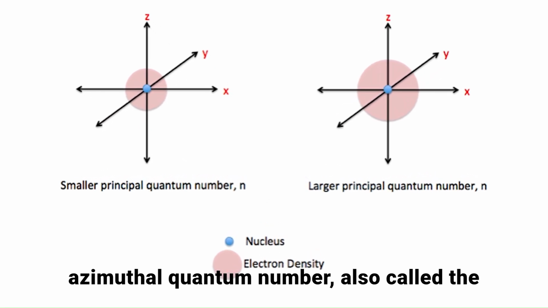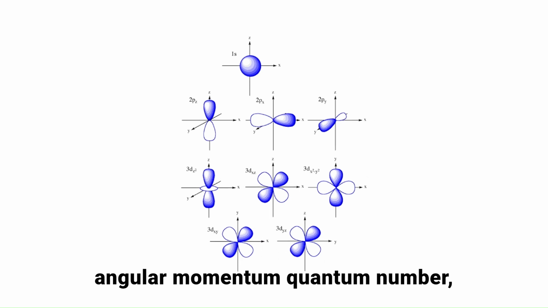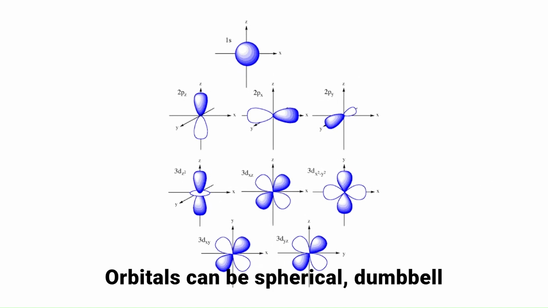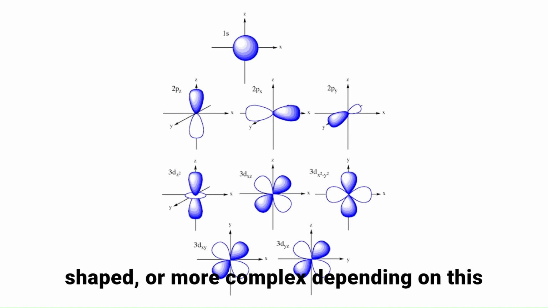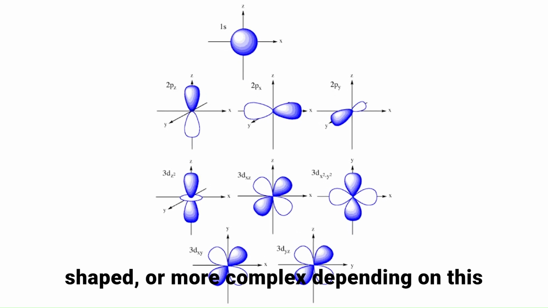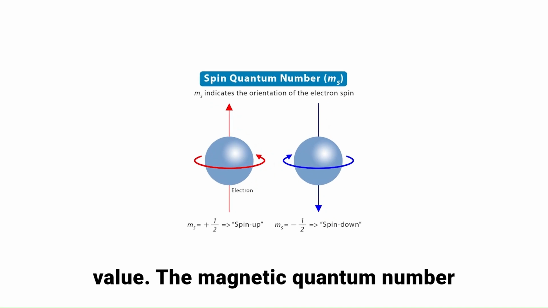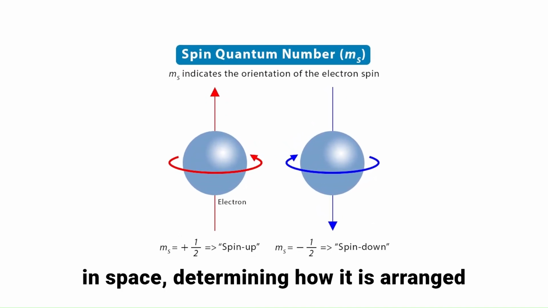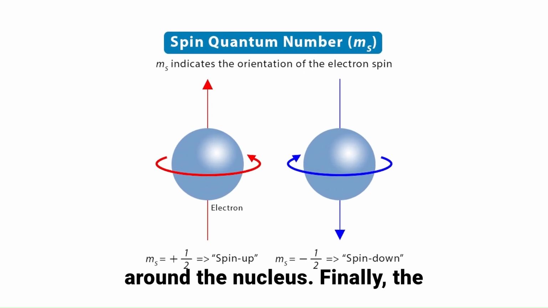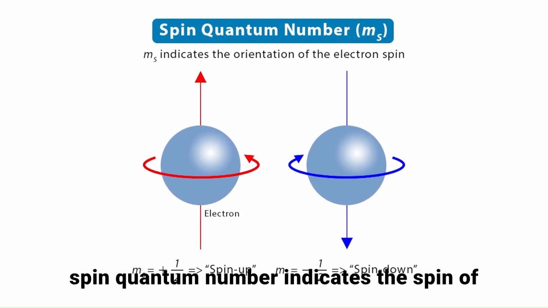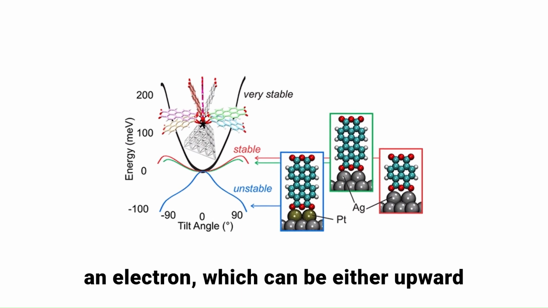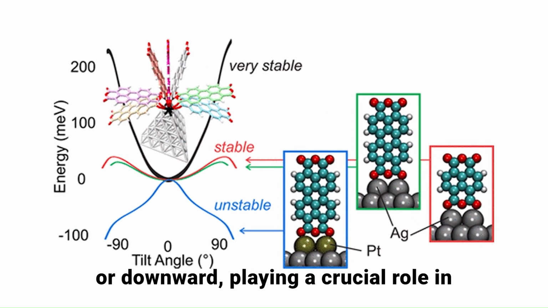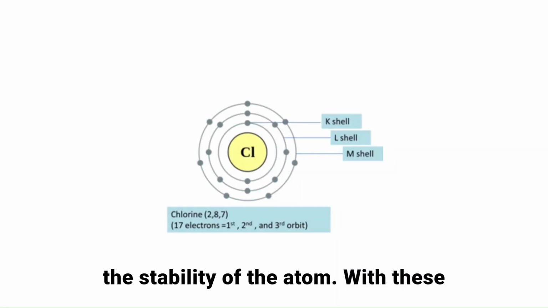The azimuthal quantum number, also called the angular momentum quantum number, describes the shape of the orbital. Orbitals can be spherical, dumbbell-shaped, or more complex, depending on this value. The magnetic quantum number tells us the orientation of the orbital in space, determining how it is arranged around the nucleus. Finally, the spin quantum number indicates the spin of an electron, which can be either upward or downward, playing a crucial role in the stability of the atom.